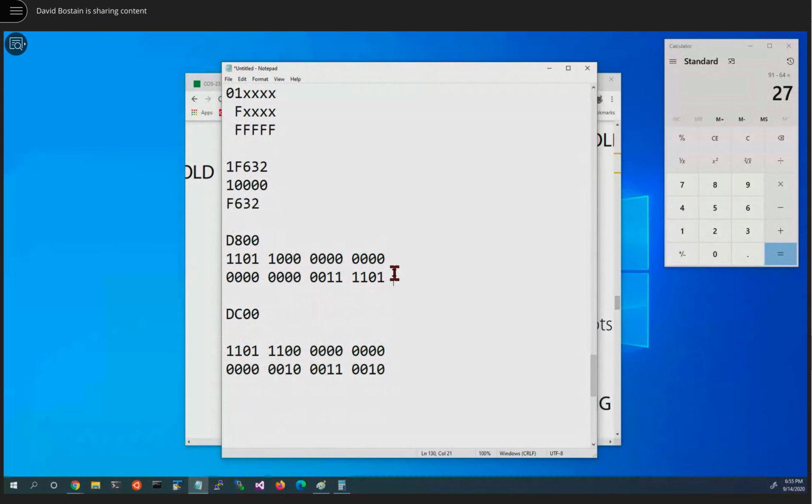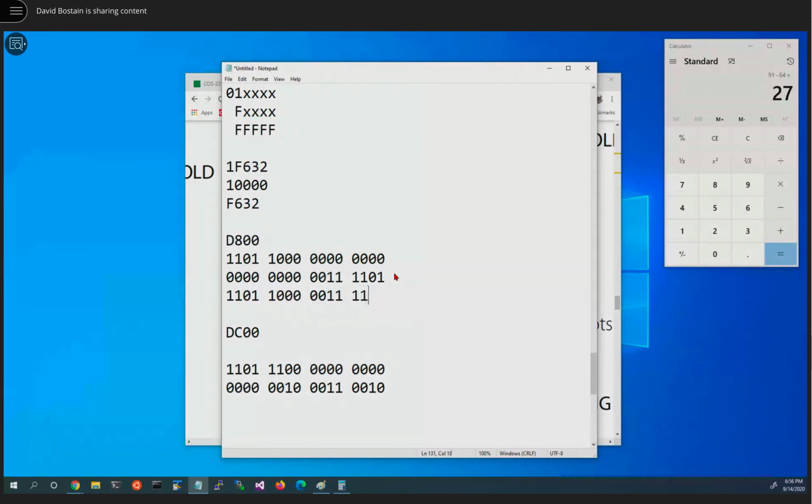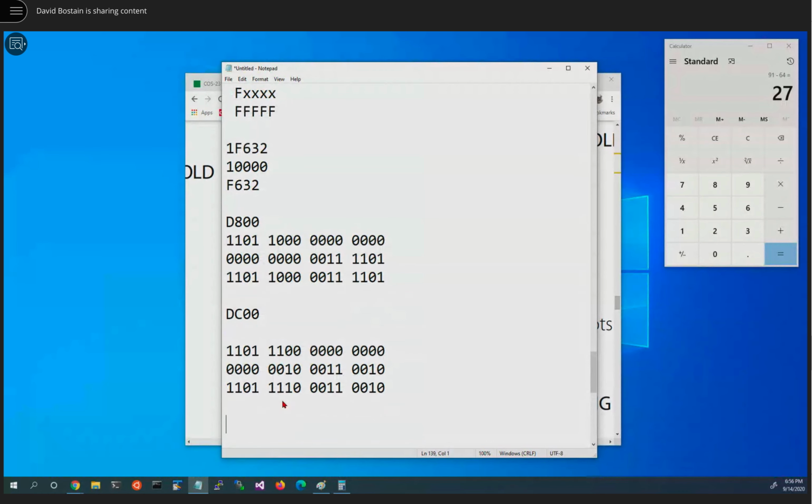Now it turns out that bits will never line up on top of each other, meaning you're always going to have a 1 or a 0 coming down, never two ones lined up because of the way they pick the numbers. So I'm going to pull all the ones straight down in any column that has a 1 in it. 1101, 1000 0011 1101. That's the first surrogate, the high surrogate. 1101 1110 0011 0010. This is the low surrogate.